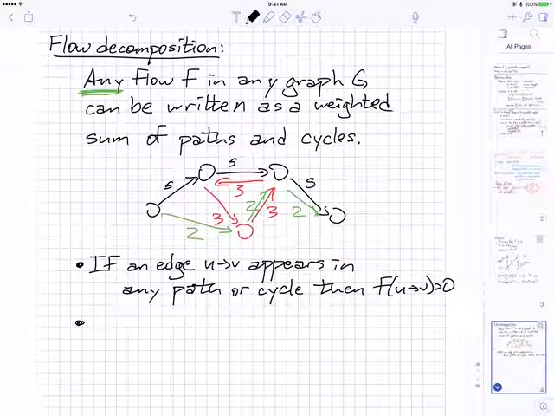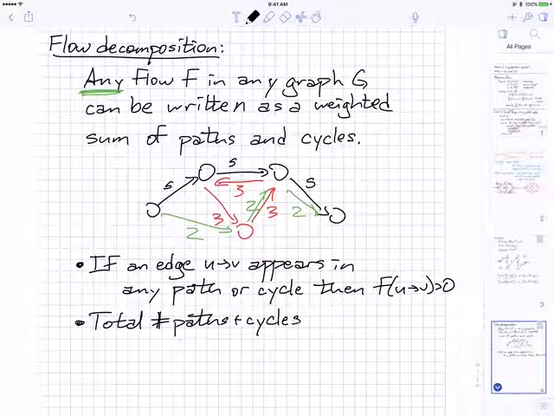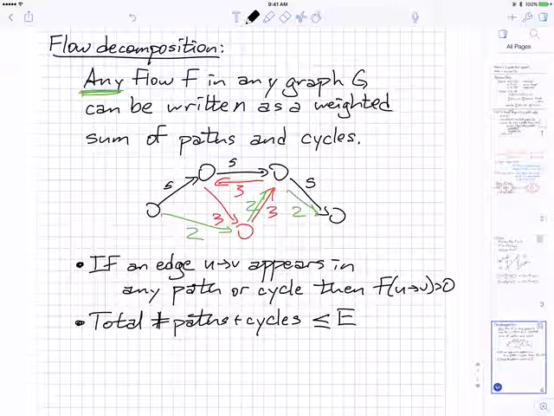And the second thing is the total number of paths and cycles is at most the number of edges in the graph, which again is very different from what happens with Ford-Fulkerson. Ford-Fulkerson might end up producing an enormous, exponentially large number of iterations before it converges, but if it could look into the future and pick out the right paths to augment on, it could be done in only order E iterations.